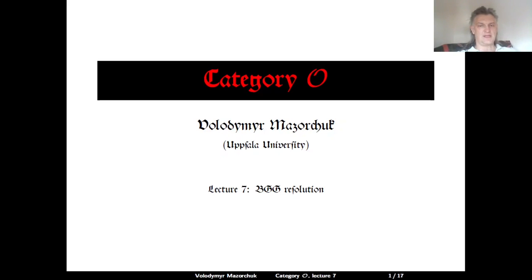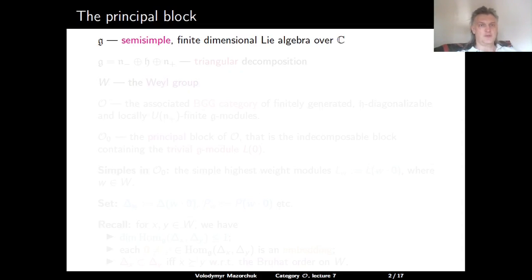Category O, Lecture 7, BGG resolution. Recall that we work with a semi-simple finite-dimensional complex Lie algebra G with a fixed triangular decomposition. G is equal to the direct sum of the negative part n-, the Cartan subalgebra H, and the positive part n+. And we denote by W the Weyl group of the root system in H star, which corresponds to our choice of our Cartan subalgebra H.